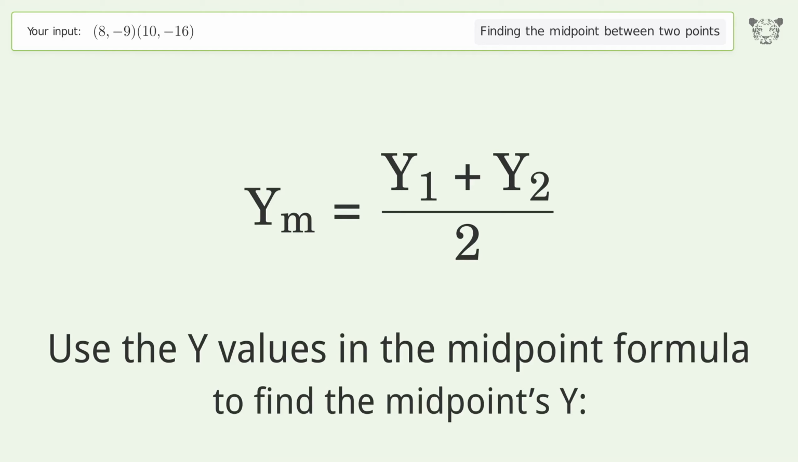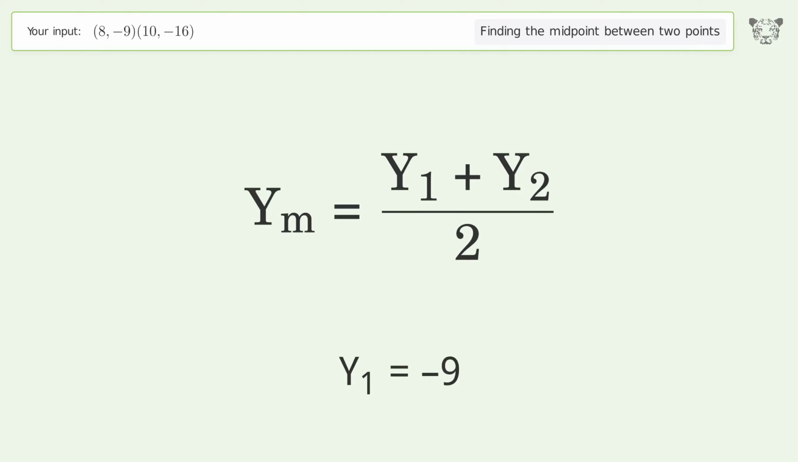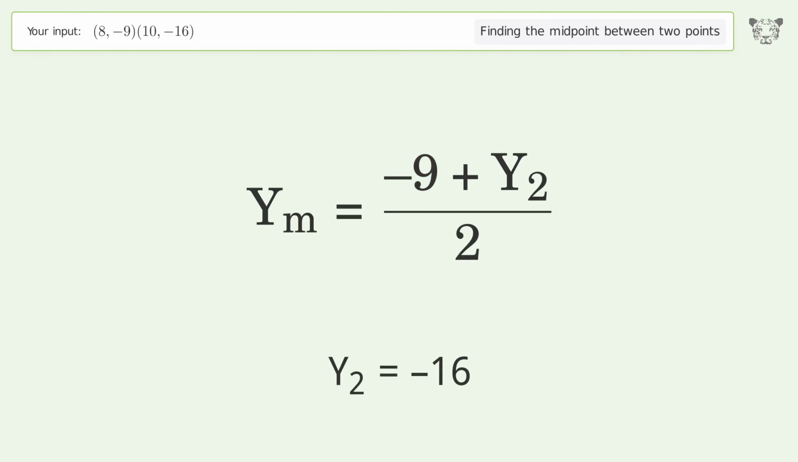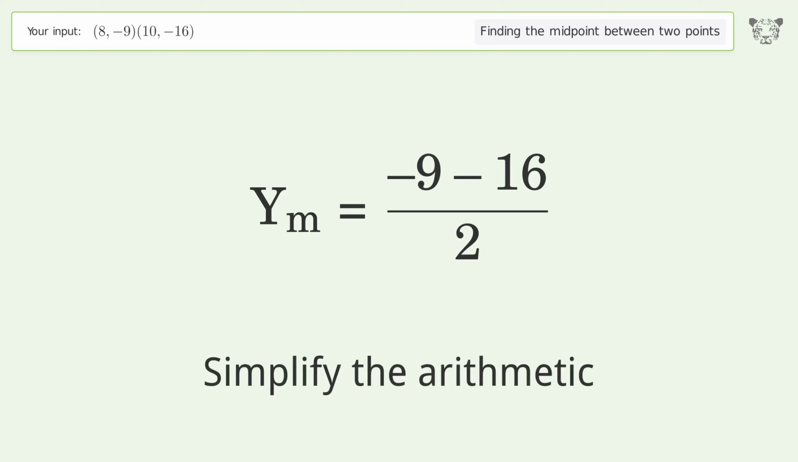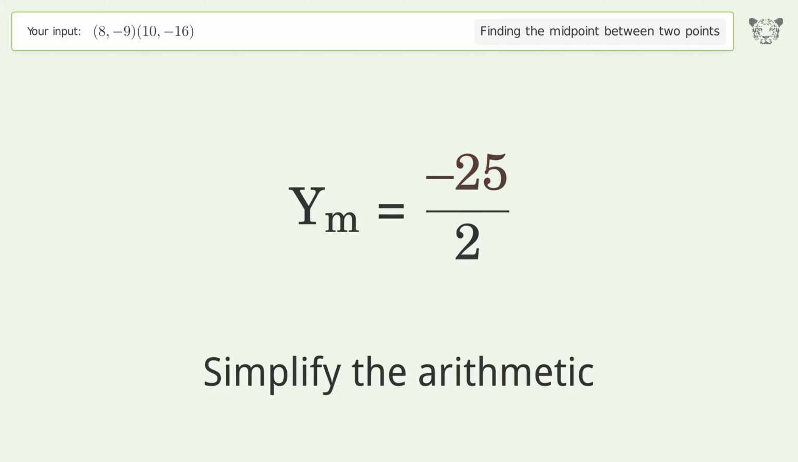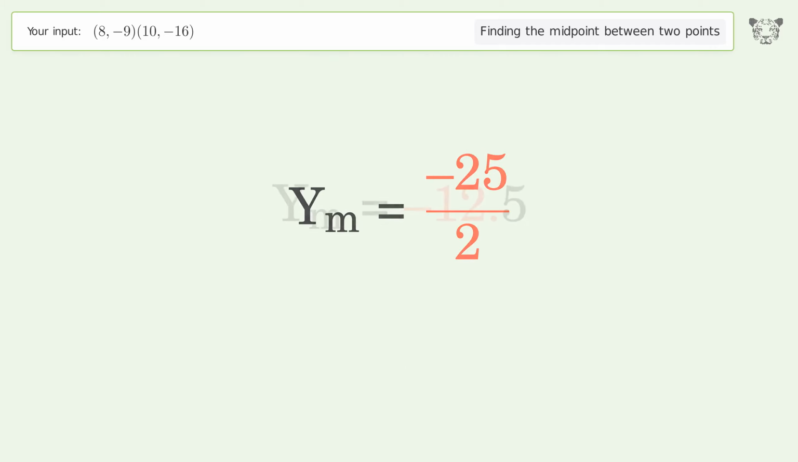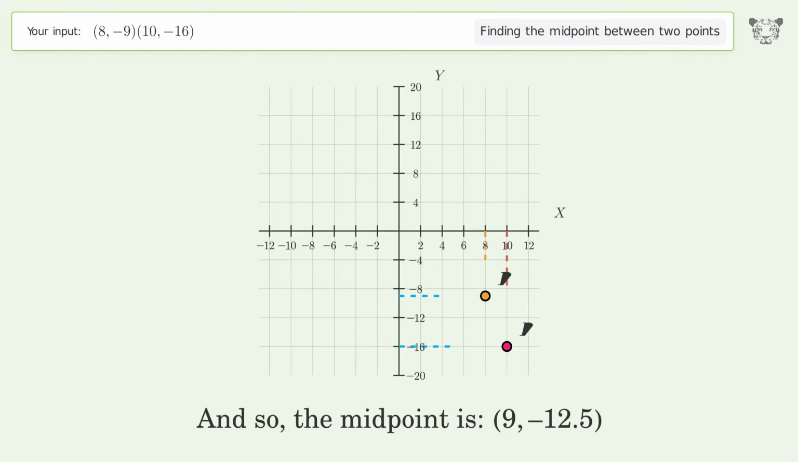Use the y values in the midpoint formula to find the midpoint's y. y1 equals negative 9. y2 equals negative 16. Simplify the arithmetic. And so, the midpoint is 9, negative 12.5.